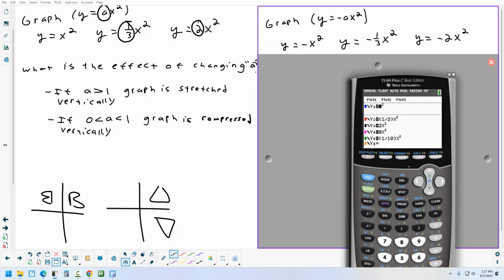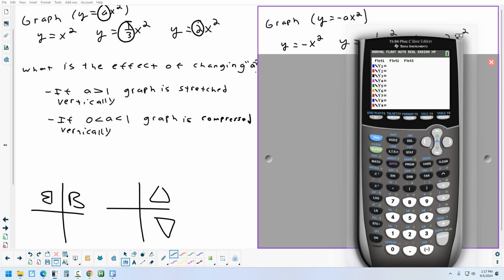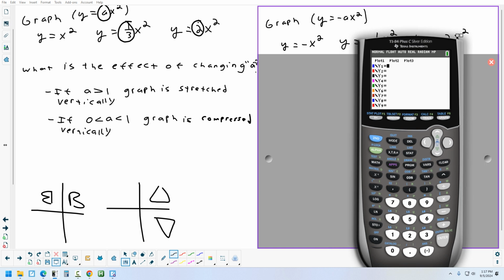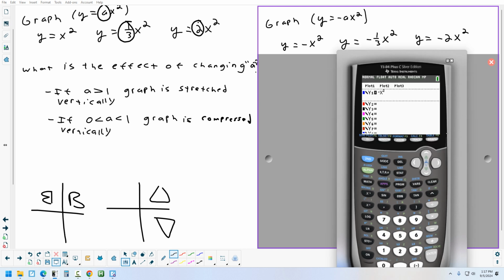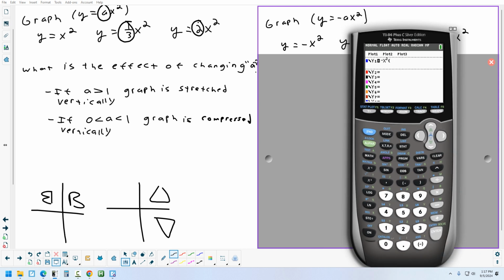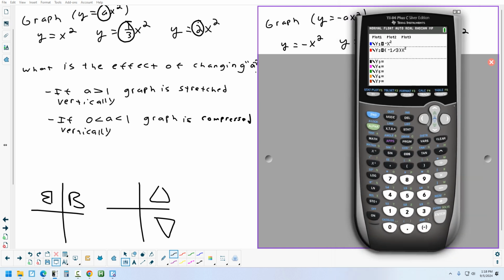Right, so if you have other graphs in there, we can clear all these out. Right, and let's type in, again, no parentheses, just the way it looks right there. Negative x squared. Negative 1/3 x squared. And this is how I would do negative 1/3. Just like that. And negative 2x squared.